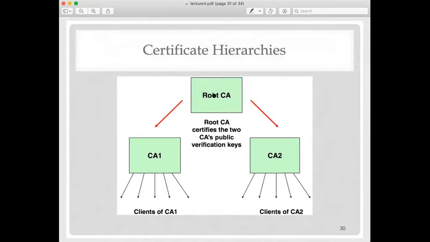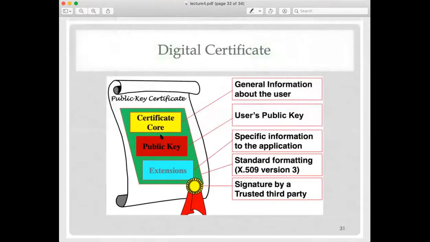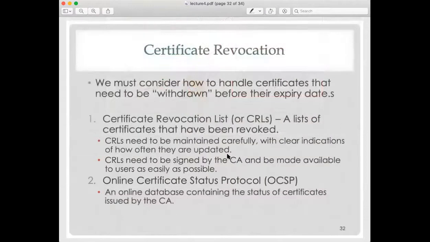So this is what we just talked about: the root CA that has intermediate CAs, and then you have the clients and all that kind of stuff. And this is what we just said, the information: certificate, core, public key, extensions, whatever.